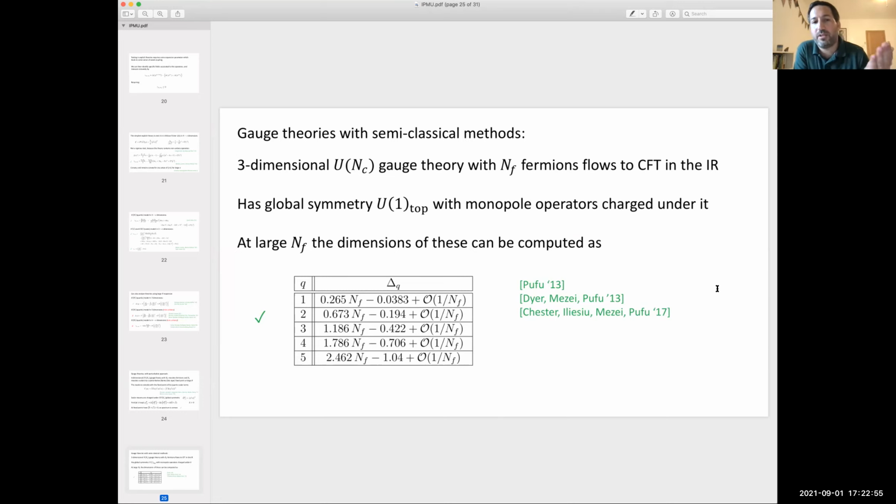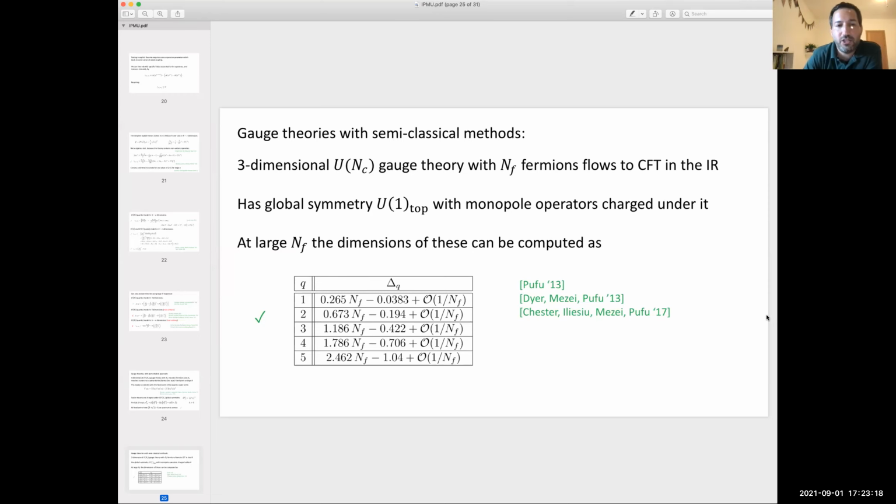That's basically the one whose current is Hodge dual to the field strength of the gauge field. And the operators charged under this global symmetry are monopole operators. And at large N_F, the dimension of these operators can be calculated using semi-classical methods. And these are the results that they find.